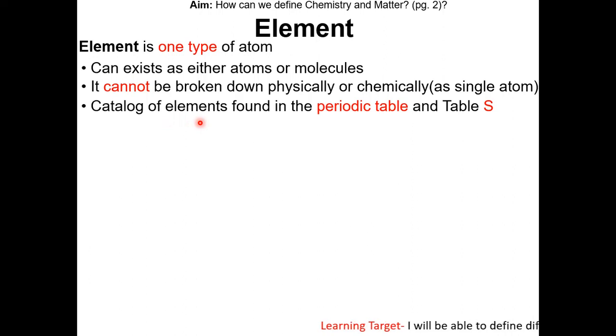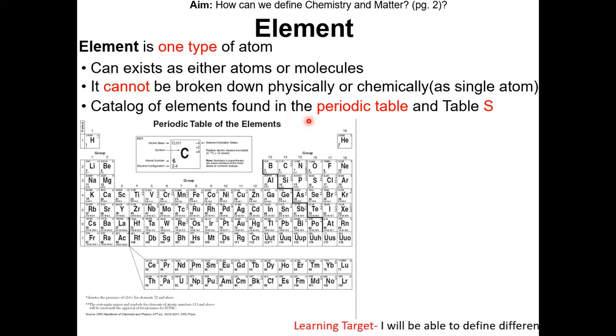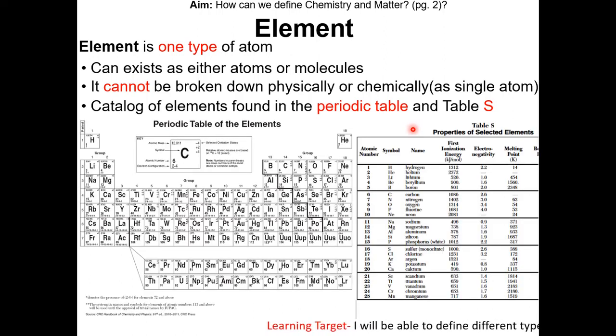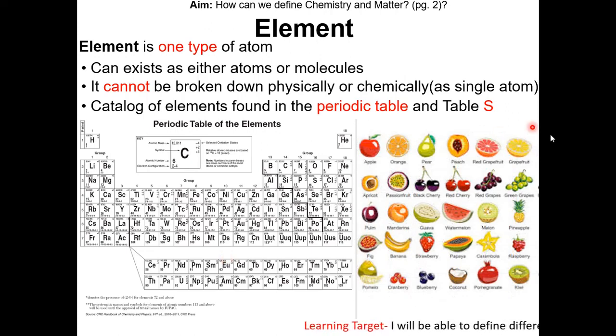A catalog of elements can be found on the periodic table and Table S in your reference table. Table S gives you the full name of each element as well as some of its properties. All these elements are considered atoms and they have different properties from each other. An analogy to this will be fruits. These are all considered fruits, but they all have different properties. They all taste different or have different amounts of seeds.